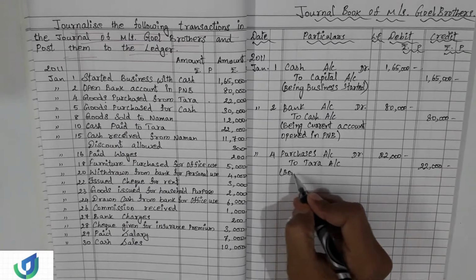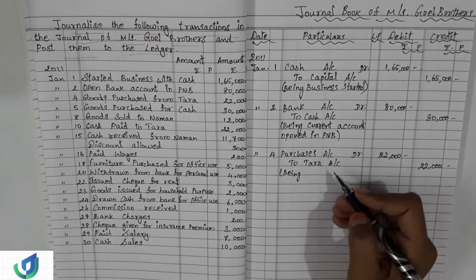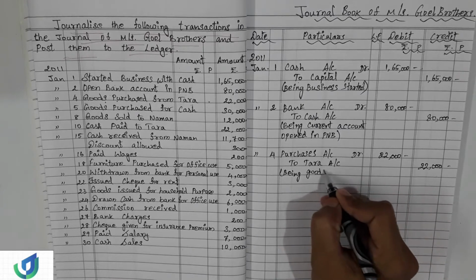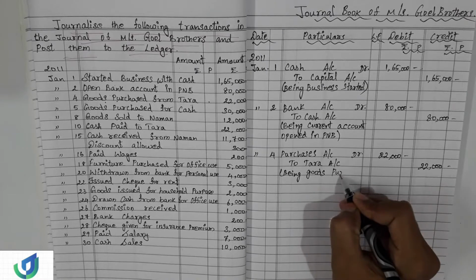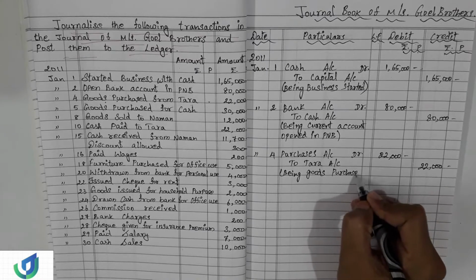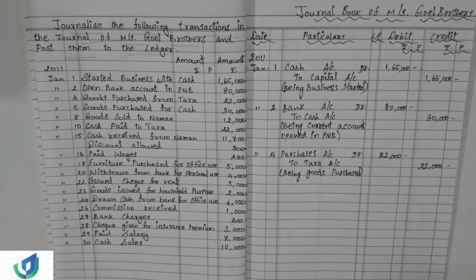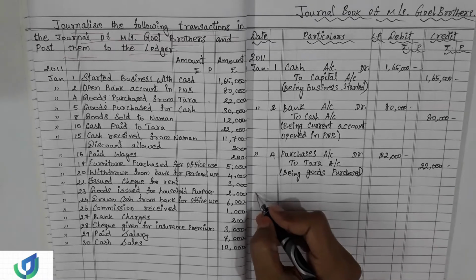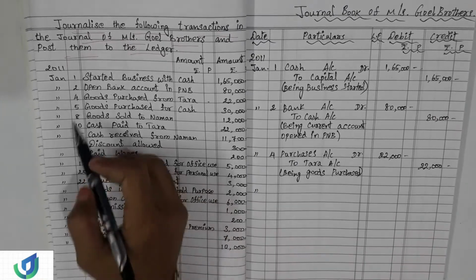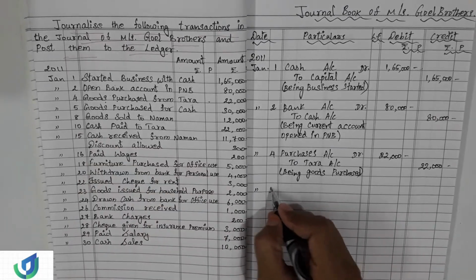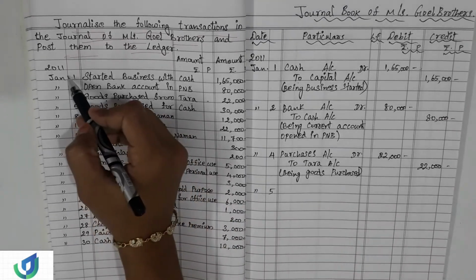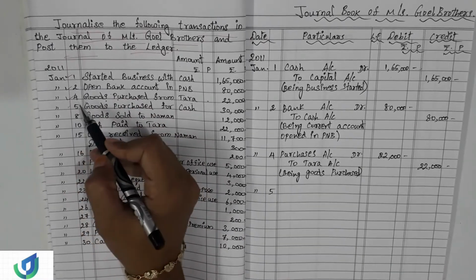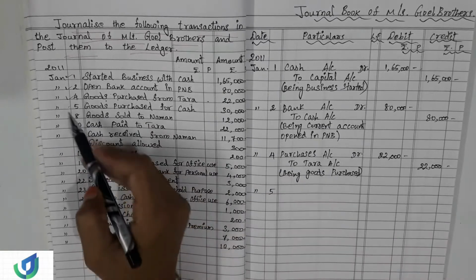Being goods purchased. Or we can write purchased from Tara and credit purchased and something like that. Anything we can write. Okay. But it should have a meaning. And next is 5. Once the transaction is over, we can tick it off so that we will not miss any transaction. So three transactions we have written.